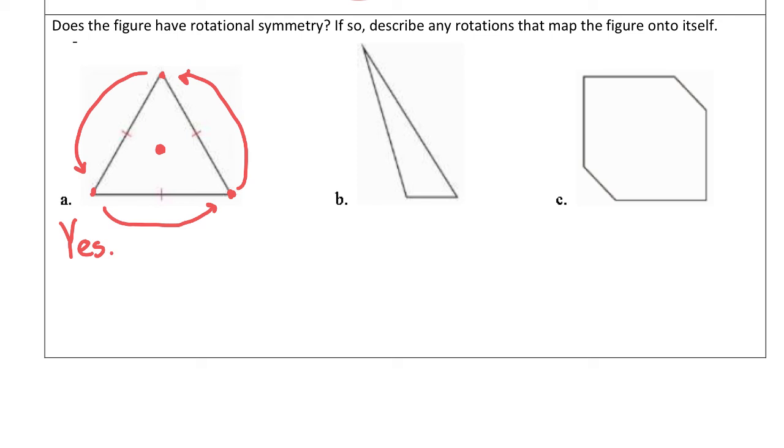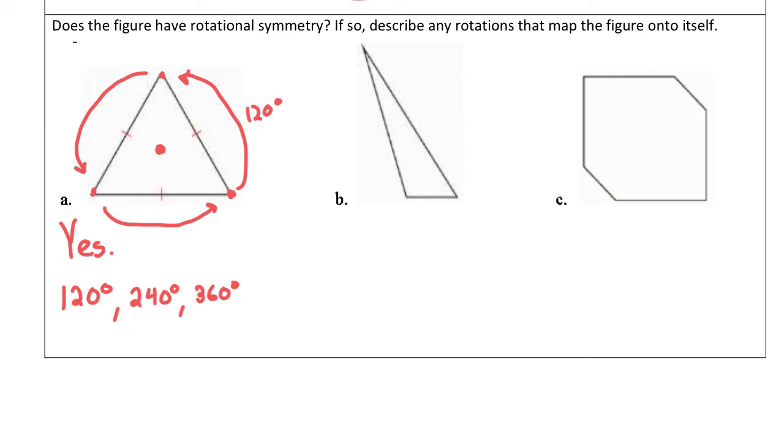So the rotations that map it onto itself would be 120 degrees. You could go 240 degrees, another 120, and then, mapping it onto itself. So you could just go by 120 each time because there's 3 equal turns for 360 degrees. 360 divided by 3 is 120. So I can turn this 120 degrees at a time to get that rotational symmetry.